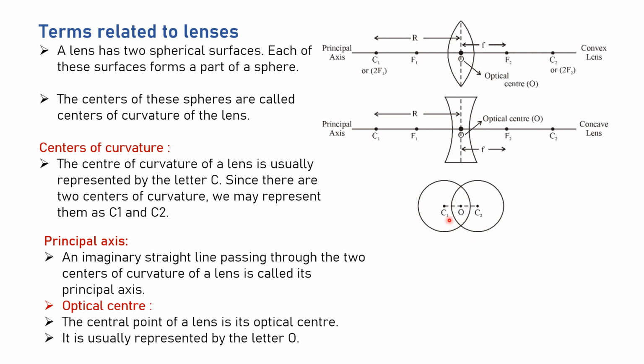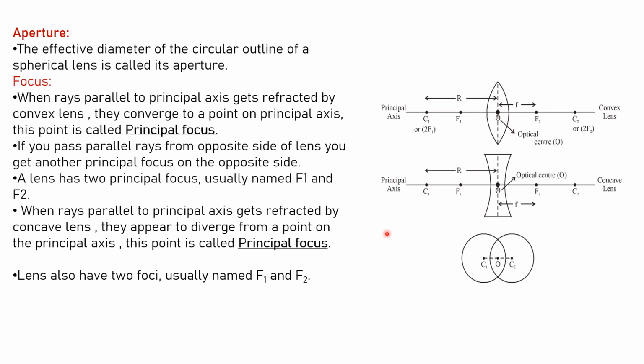If you measure the distance from C1 to O, it is nothing but the radius of the first sphere, and O to C2 is the radius of the second sphere. Principal axis is the straight line joining C1 and C2, and it is passing through the optical center also. This line is the principal axis. O we have already discussed. This is the optical center. The center point of the lens is the optical center, represented by the capital letter O.